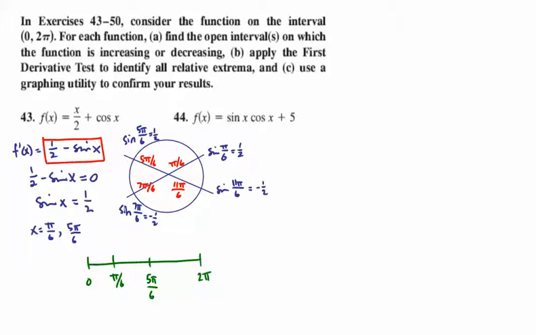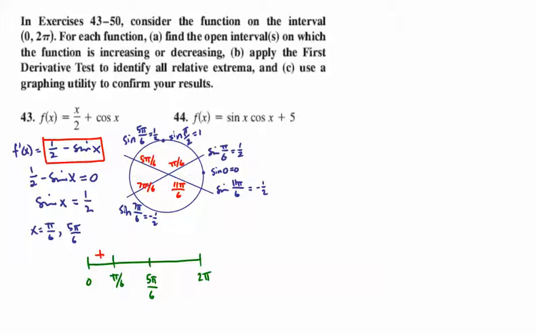Now sine starts at 0 and it works its way up to 1. Sine of 0 is 0, and sine of pi over 2 is 1. At pi over 6, it's 1/2. So from 0 to pi over 6, sine of x is less than 1/2. So since sine is less than 1/2, we're going to get a positive value when we subtract sine of x from 1/2.